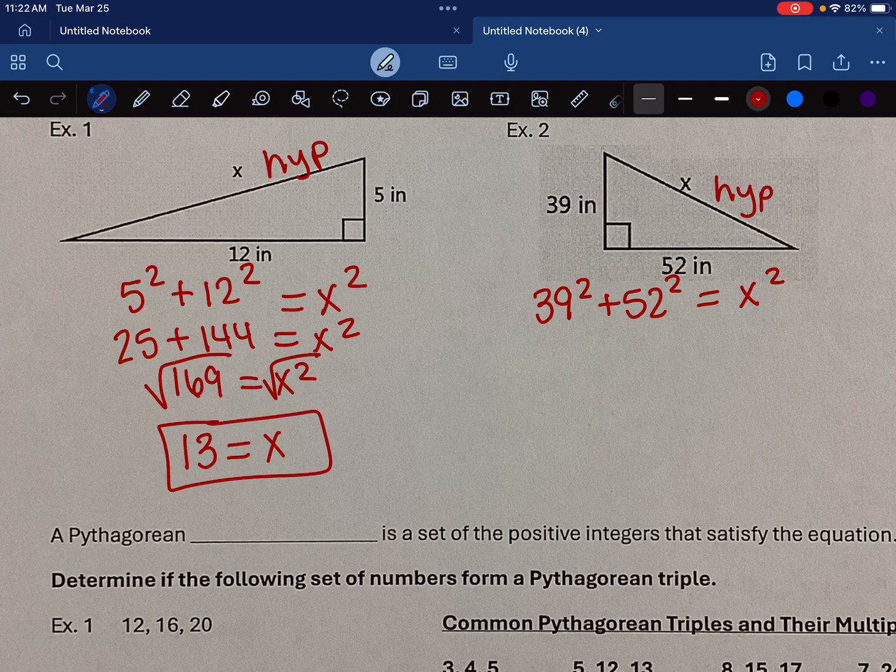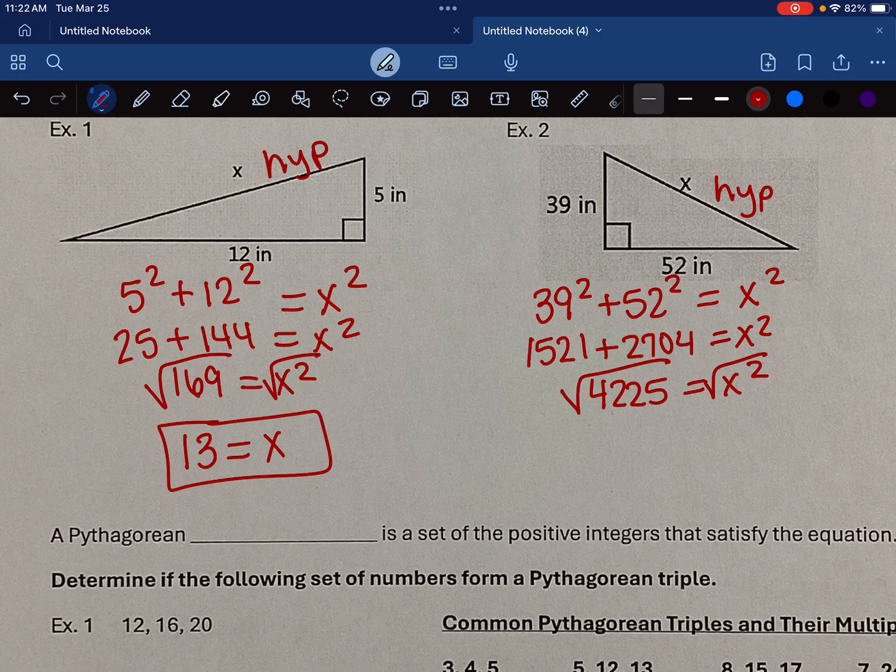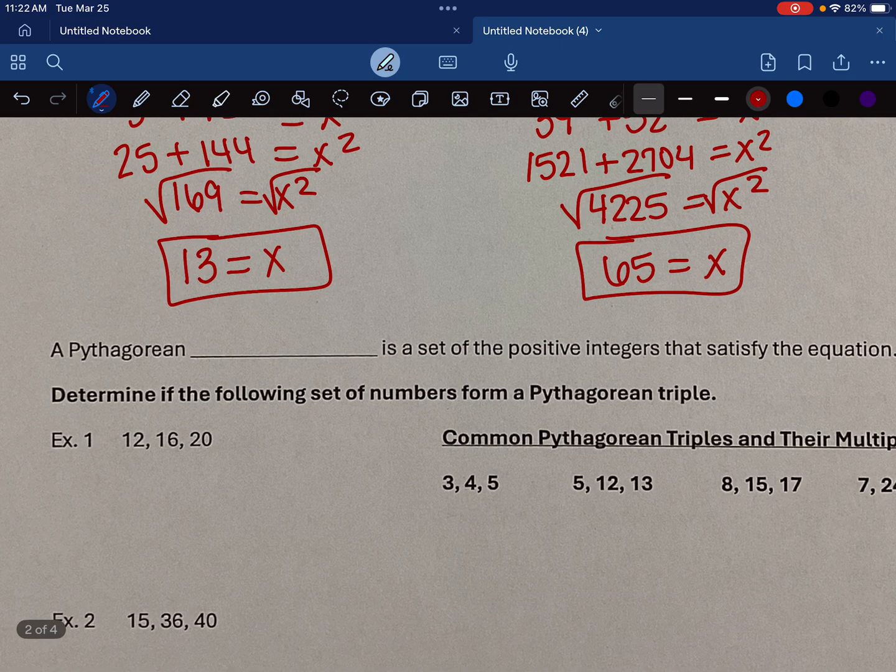Okay. All right. So, we get 1521 plus 2704 is equal to x squared. When we add those, that gives us 4,225 is equal to x squared. Just like last time, the opposite of squaring is to take the square root. The square root of 4,225 is 65. Simple enough, yes? Okay. I'm going to try to go quick so we have a little more time to do our work.